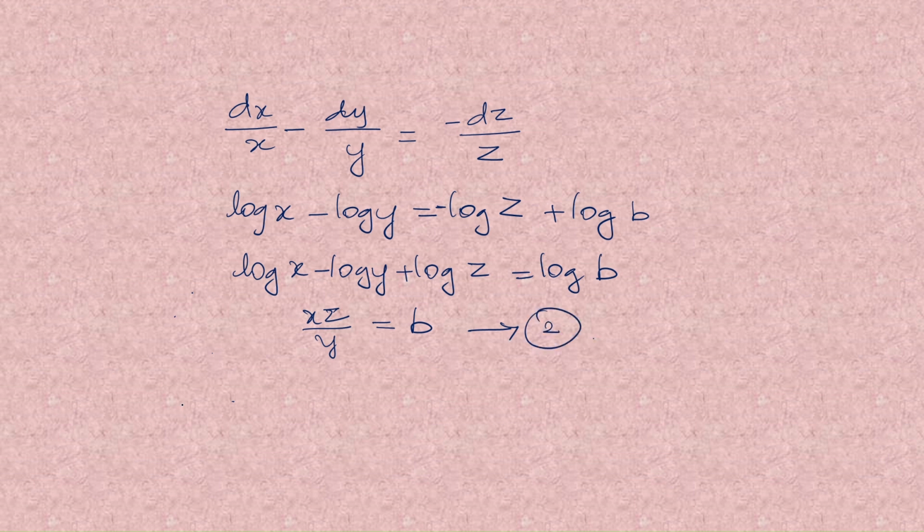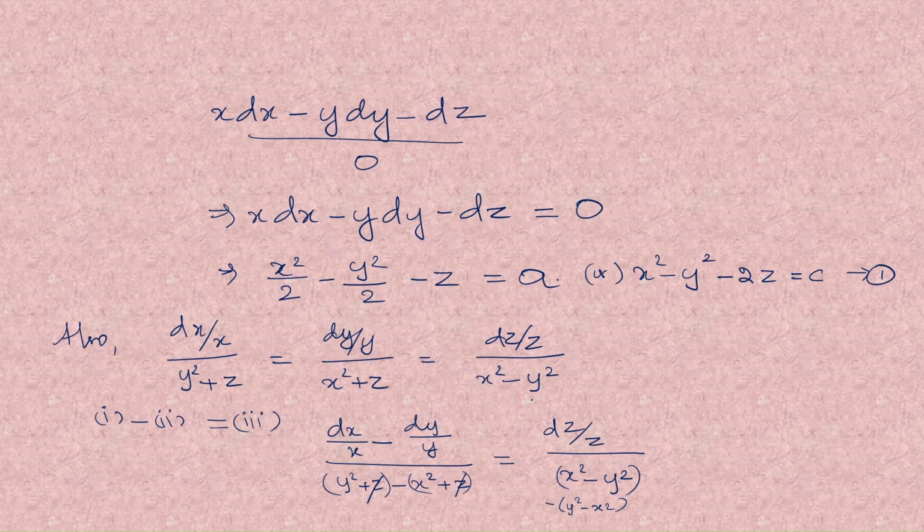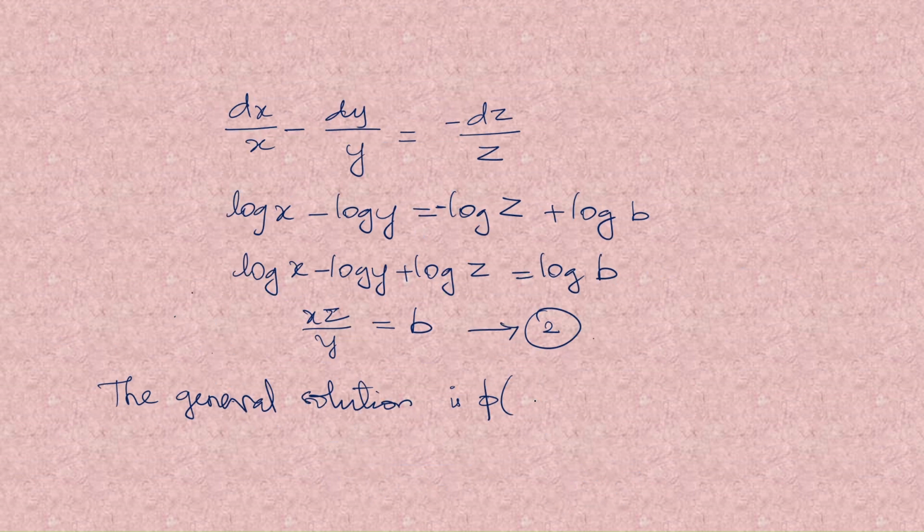So already we know what the first solution is, and hence the general solution is, consider an arbitrary function phi. Phi of, the first solution is x square minus y square minus 2z, this is equation 1, and another independent solution is x z by y. So phi of these two equal to 0 is the required solution to the Lagrange partial differential equation. Thank you.